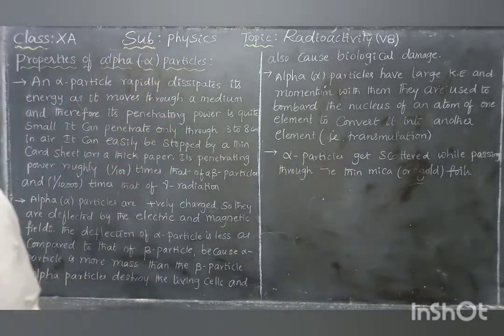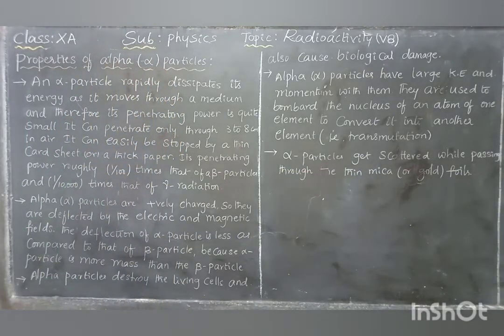Next, the last point: alpha particles get scattered while passing through thin mica or gold foils. You already know the Rutherford gold foil experiment. Whenever alpha particles move towards the gold foil, they will be deflected, so alpha particles get scattered in different directions, because of the positively charged nucleus present at the center of the gold atom, so that they will be deflected.